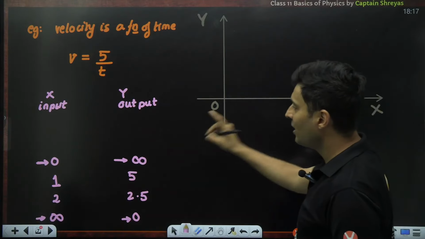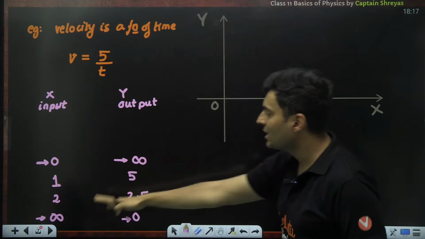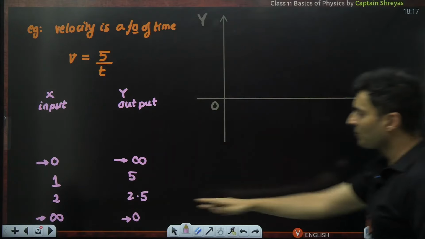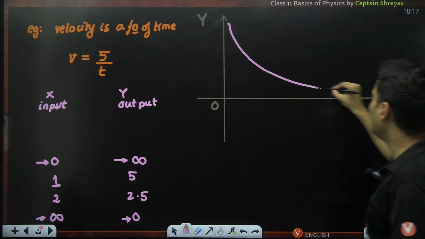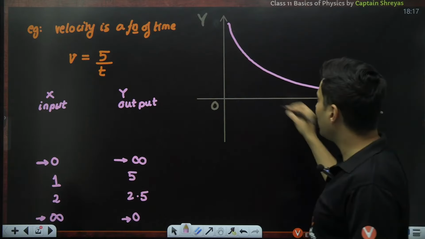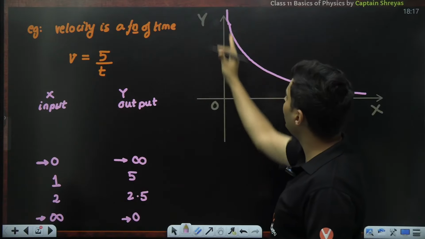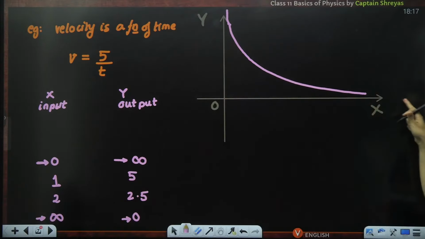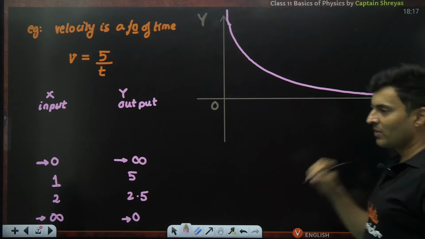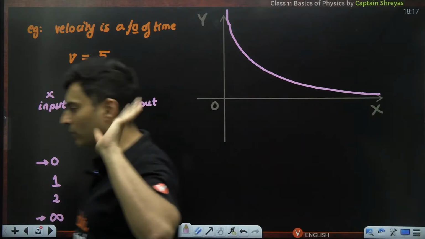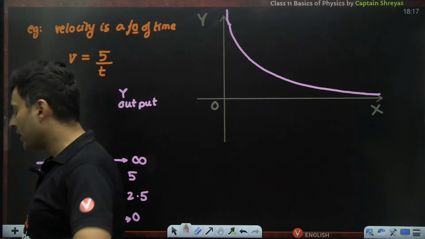If you plot this graph, when x is close to 0, the output is infinitely large. When x is very large, the output is very small. So the graph will look like this. You can see it is becoming very large when x is very small, and when x is very large, the y value is becoming very small. Are you able to see that? This is the graphical way of representing it. Is that right, everyone? Very good.